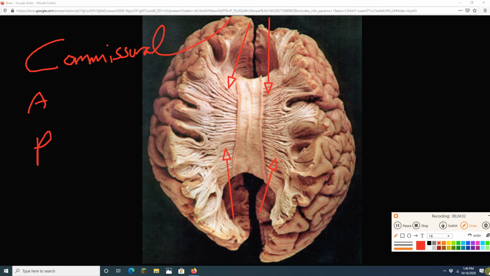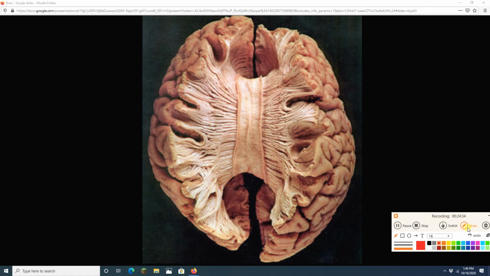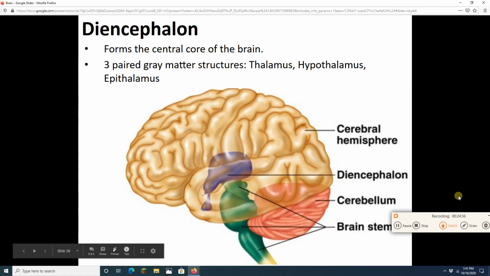All right. Good stuff, guys. Hip, hip, hooray. We are done with the cerebrum. Which means all we got to do is the diencephalon, and then all we got to do is the brainstem and the cerebellum, and then we'll be done with the brain.